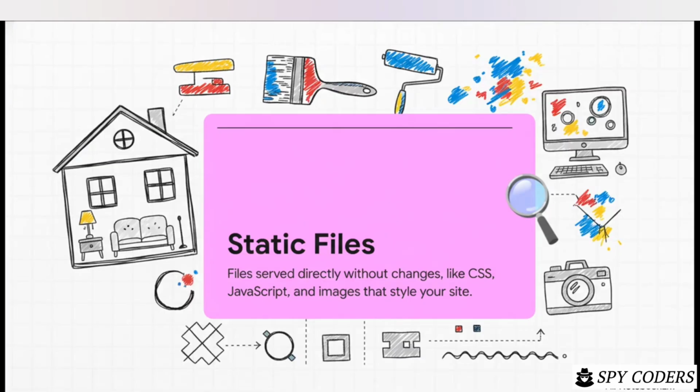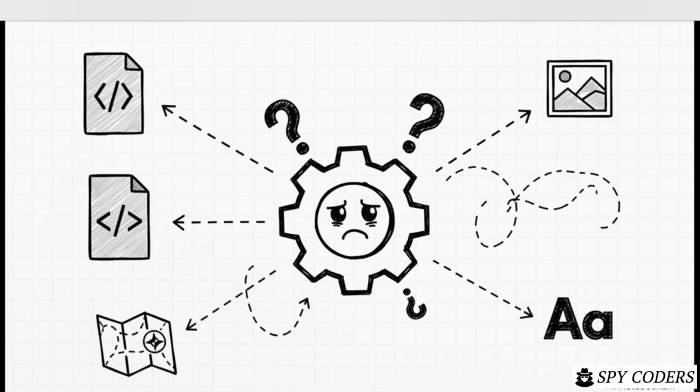Here's a good way to think about it. Your HTML is like the frame of a house. It's the structure. Well, your static files, that's everything else. That's the paint, the furniture, the appliances, all the stuff that makes the house actually look good and work properly. They give your site its personality. So yeah, we're talking about your style sheets, your scripts, all your images, even custom fonts.